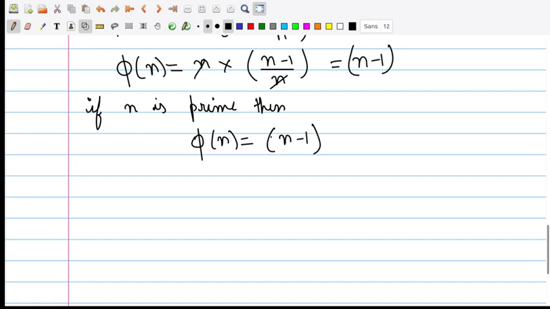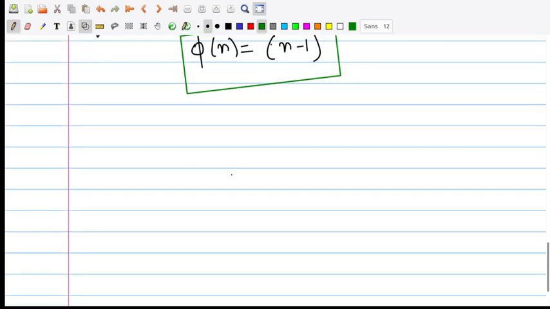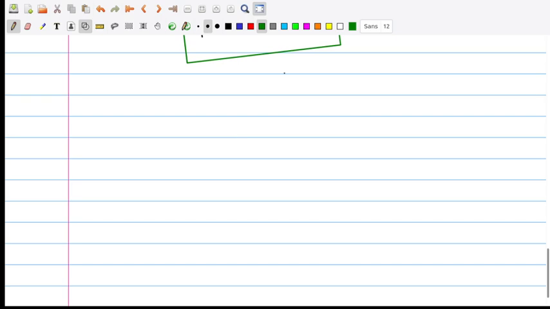Okay, so now that we have understood the Euler's Totient function and its special case, which is what will happen when n is a prime, let us now try to understand the RSA algorithm. Okay, so let me begin with RSA. In the RSA algorithm, we start with two prime numbers, P and Q. These are our prime numbers.